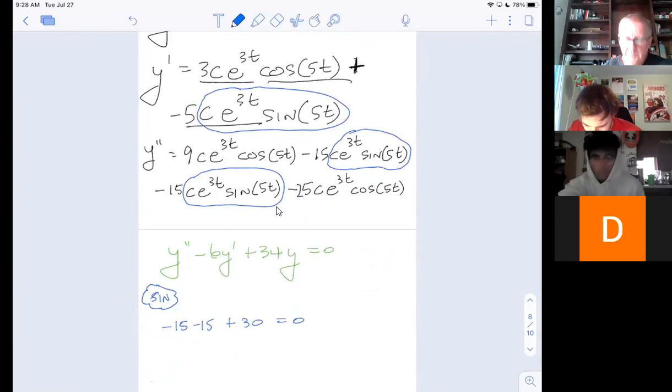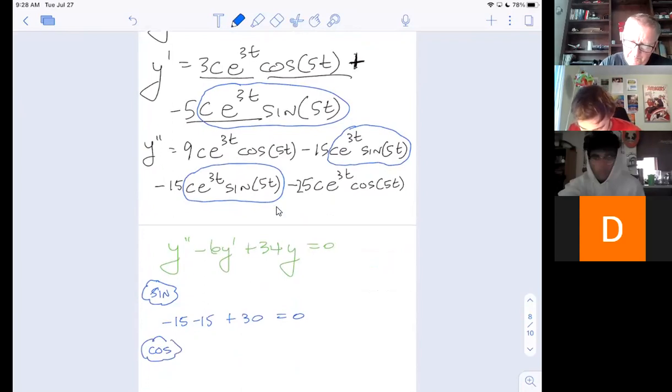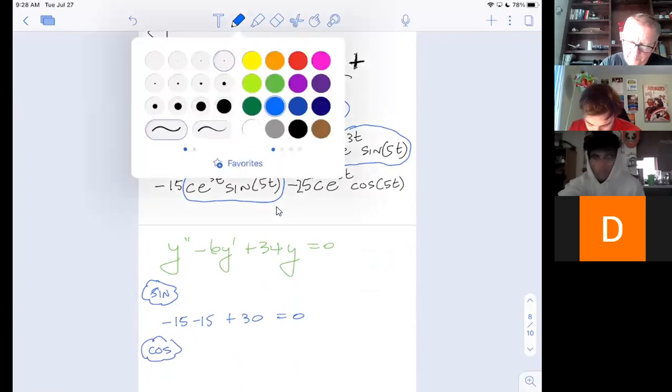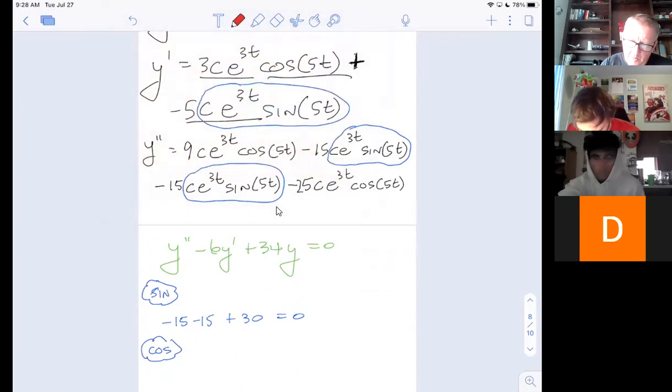Oh my gosh. Let's look at cosine. Let's look at the cosines. Different color. Red. What do I have? Y double prime, same animal, C e to the 3t cosine of 5t. I got 9 of those. And then I have C e to the 3t cosine of 5t, that animal, and then I got 25 of those, minus 25 of those. So that's how many I have so far.